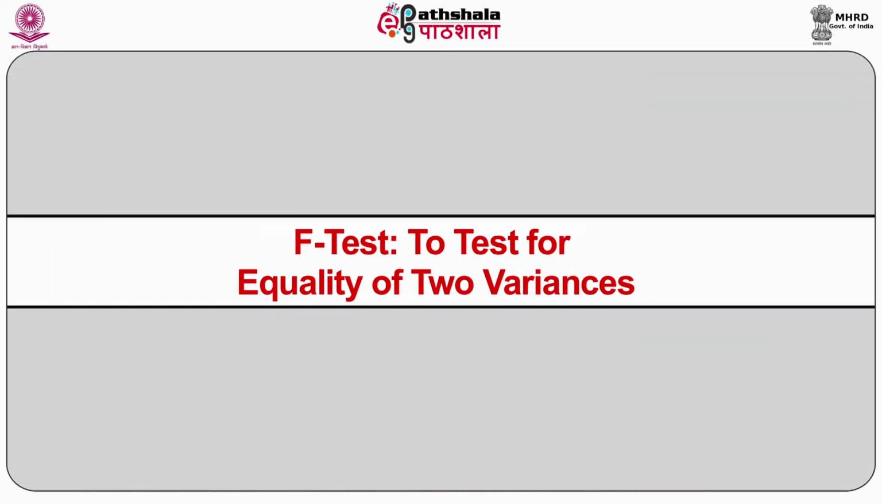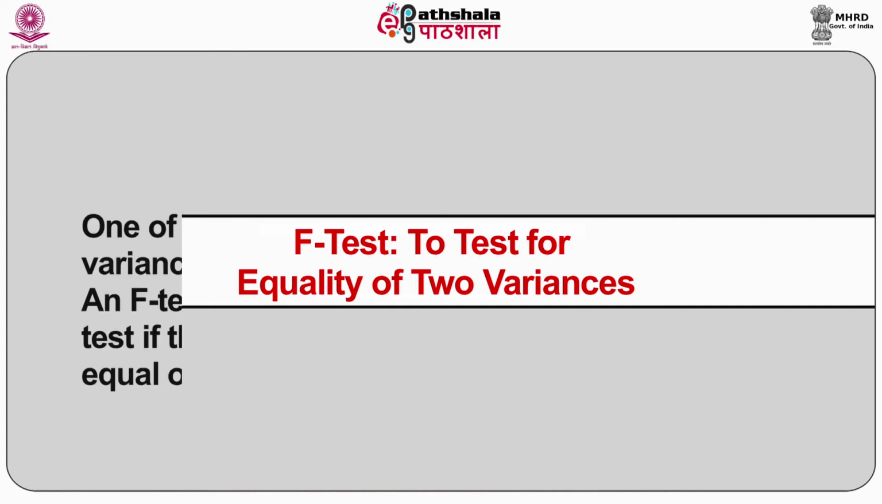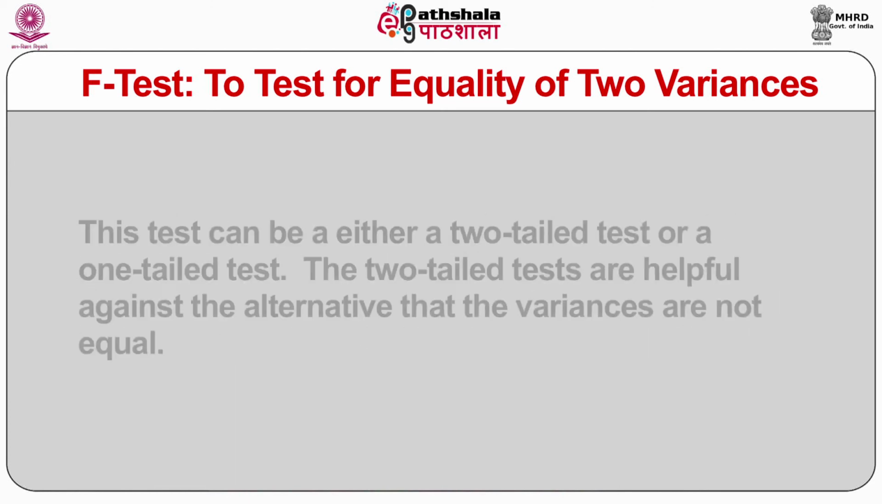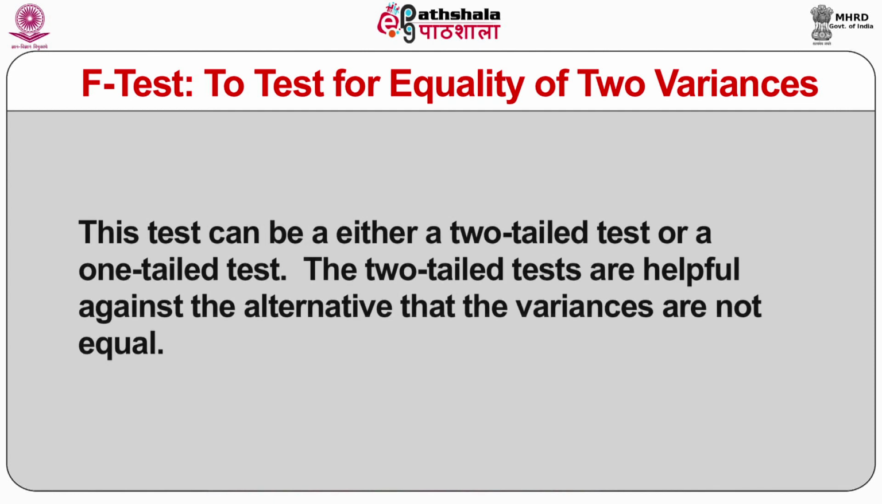Further, the F-test is used to test for equality of two variances as well. Now, one of the major purposes of the F-test is to test if the variances from two populations are equal. An F-test, as per Snedecor and Cochran in 1983, is used to test if the variances between two populations are equal or not.